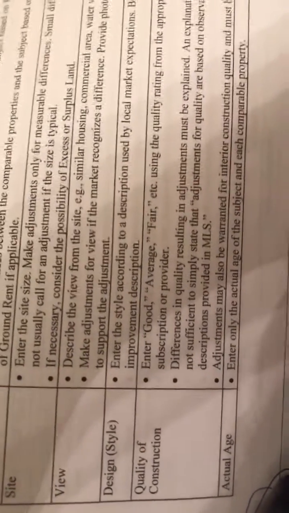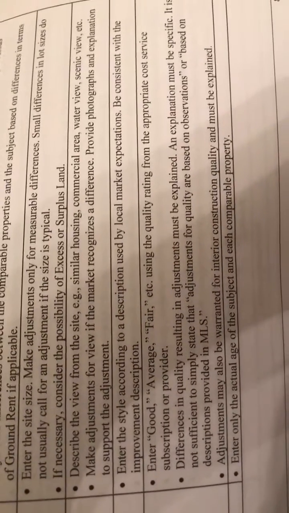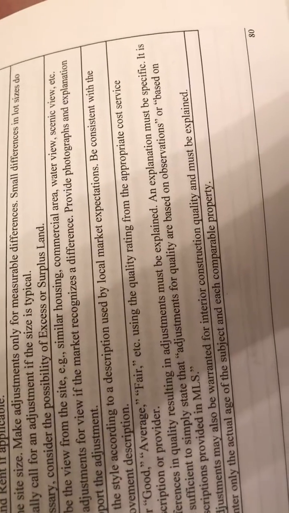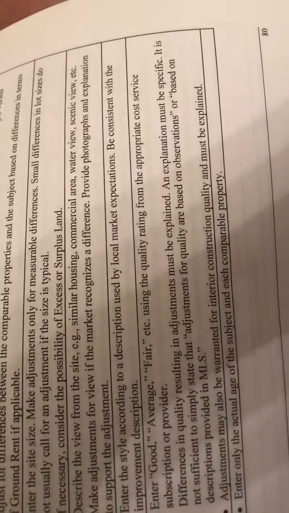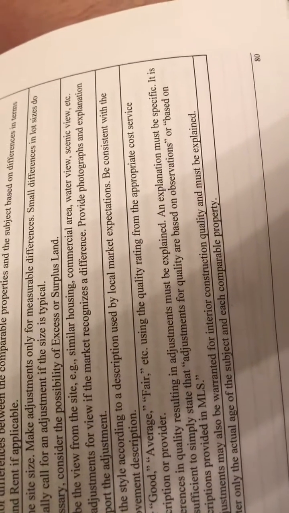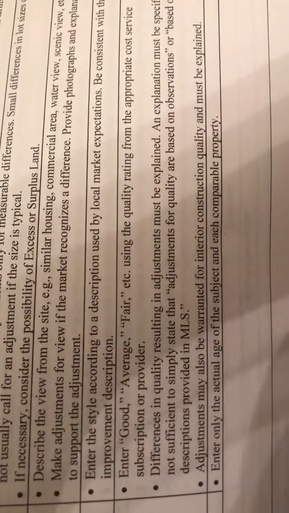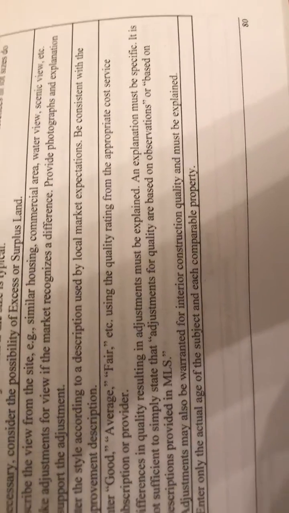Field: View. Protocol: Describe the view from the site. For instance, similar housing, commercial area, water view, scenic view, etc. Make adjustments for view if the market recognizes a difference. Provide photographs and explanations to support the adjustment. Field: Design, style. Protocol: Enter the style according to a description used by local market expectations. Be consistent with the improvement description.